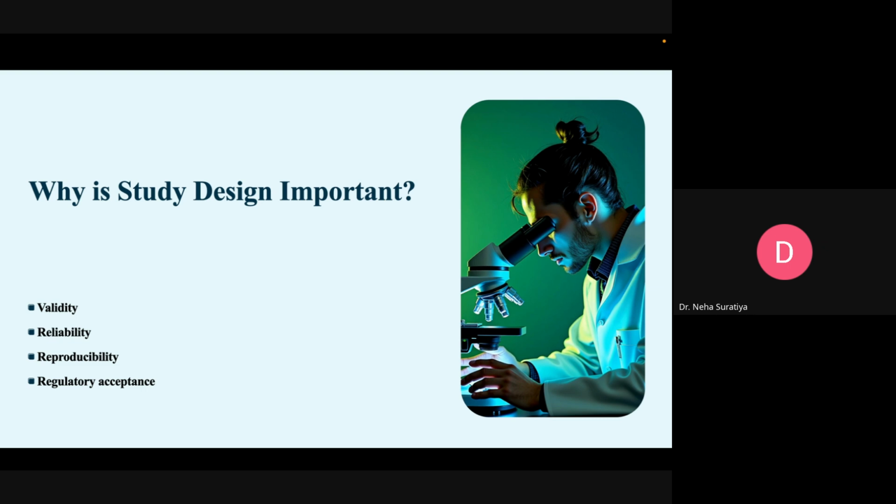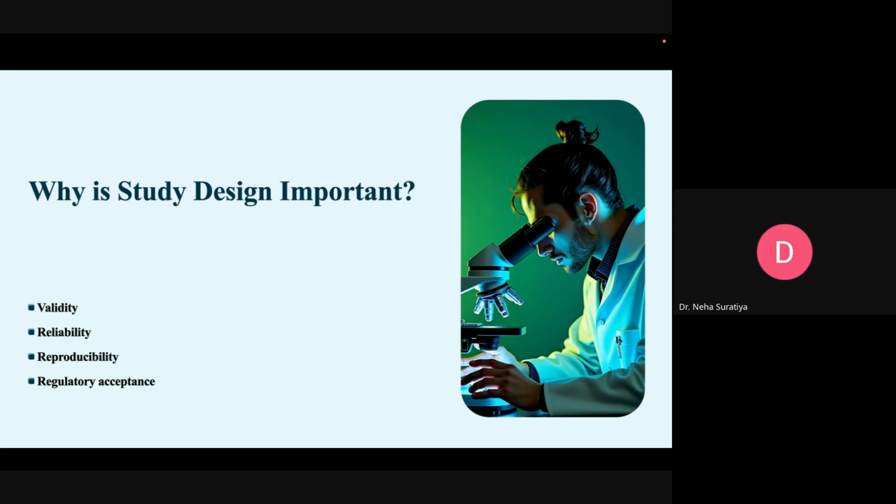And then regulatory acceptance. We have regulatory agencies such as FDA, EMA, and CDSCO. We discussed this in the previous week. They require very robust study designs before approving new medicines, and we need the study design in a very accurate form as well.